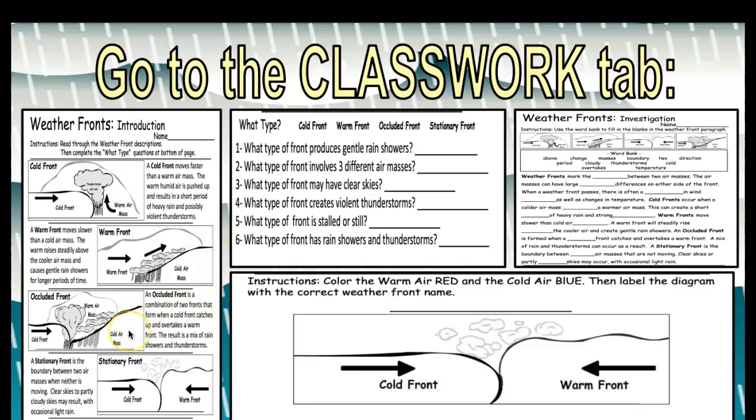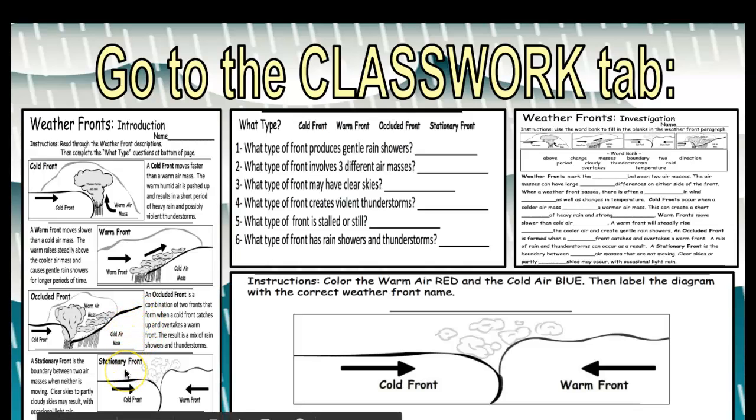Your occluded front is a combination of 2 fronts. So remember how we said you have 2 cold air masses and then a warm sandwiched in between? Well, that's what happens with the occluded front. It's a combo of 2 fronts that form when a cold front catches up and overtakes a warm front. The result is a mix of rain, showers, and possible storms.